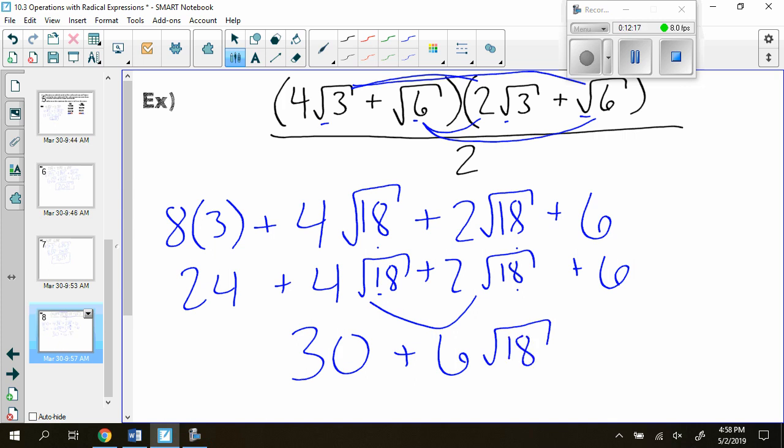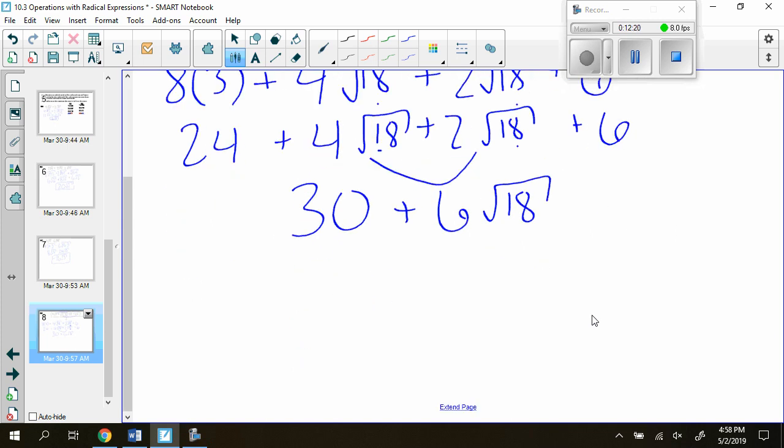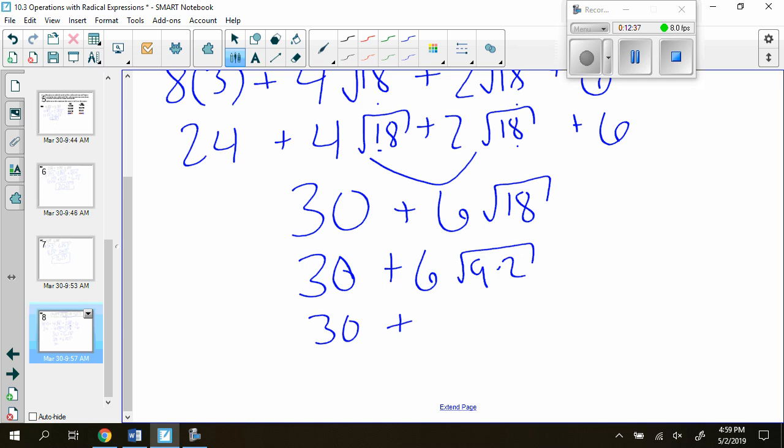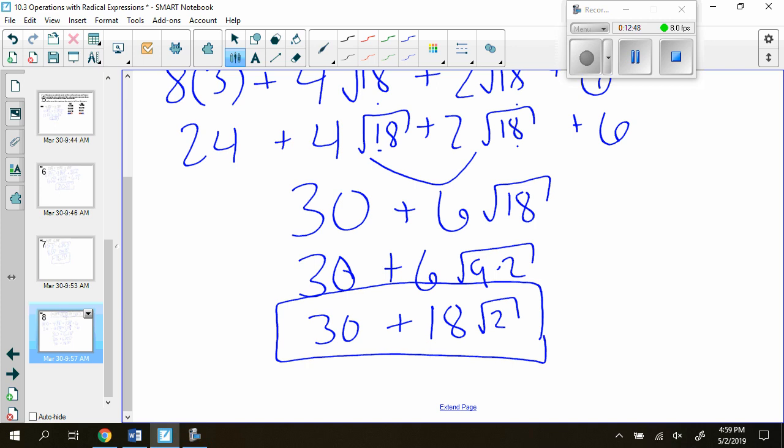Now, one further thing that I could do here, and maybe some of you were thinking about this, is 18 could be rewritten as more simple. We could make it 9 and 2. So 30 plus 6, rewrite 18 as 9 times 2. 30 plus, if the 9 comes out as a 3, 6 times 3 is 18 out here, square root of 2 left over inside. I believe that would be as simple as we could make this problem.